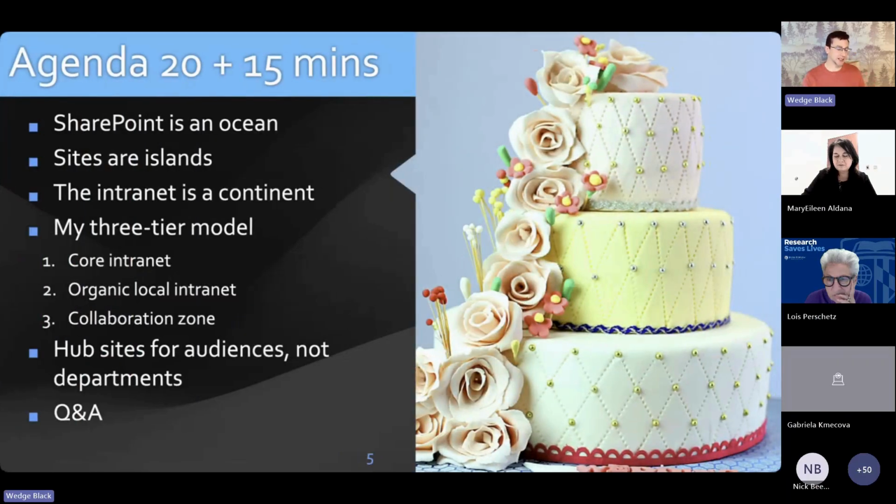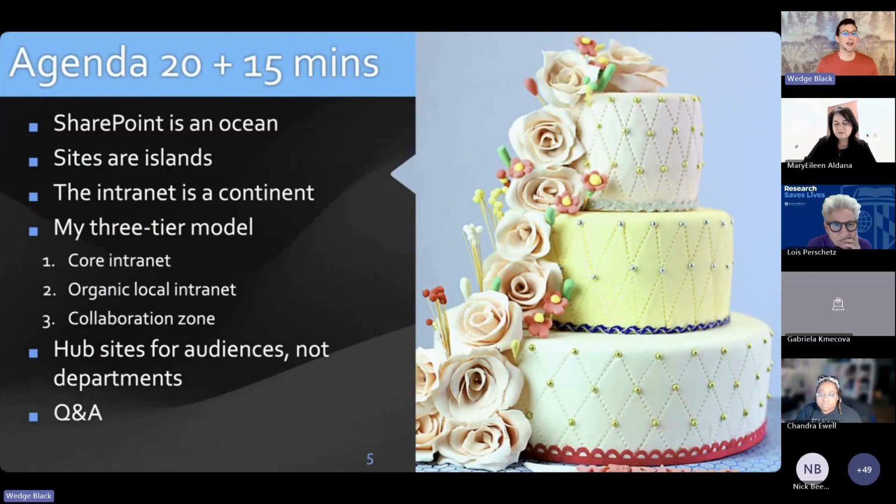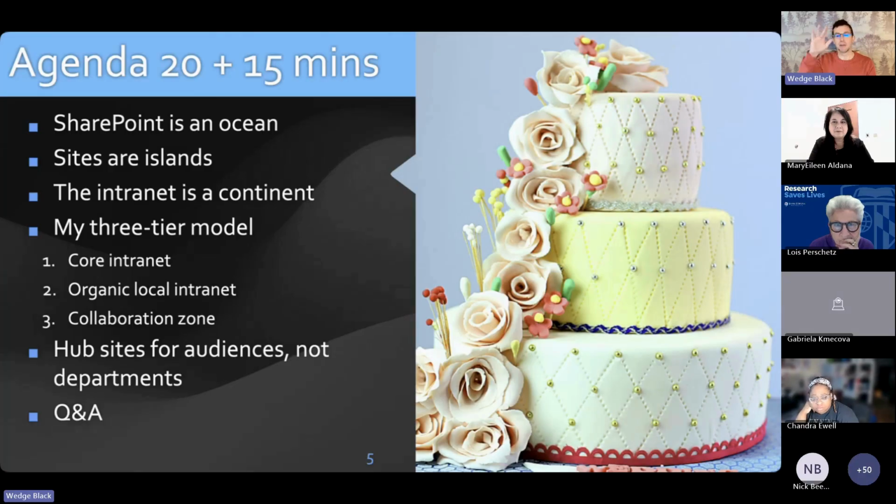So here's our agenda for 20 minutes today. It'll basically be 20 minutes of my model with a short aside about hub site menus in SharePoint, and then we'll have up to 15 minutes on your questions. So please make sure you can find the Q&A panel, and my colleague Nick will look after those sorts of things. So that's the agenda: a little bit about SharePoint, my 3-tier model, and then an aside about hub sites and menus.